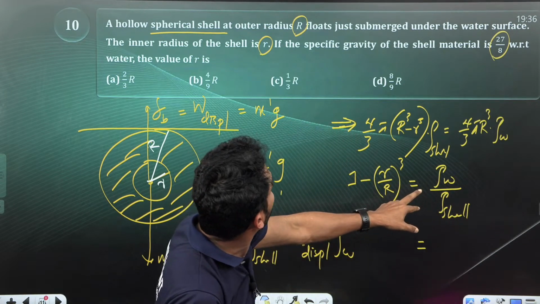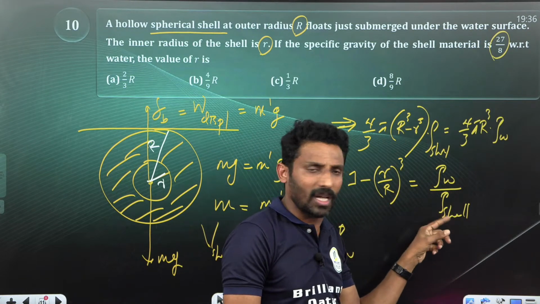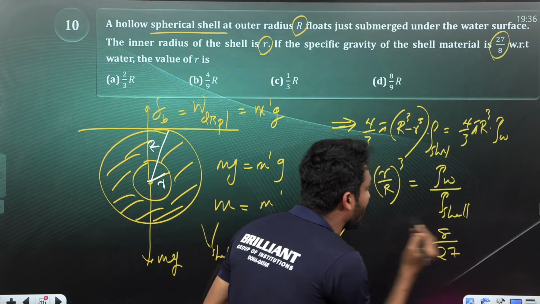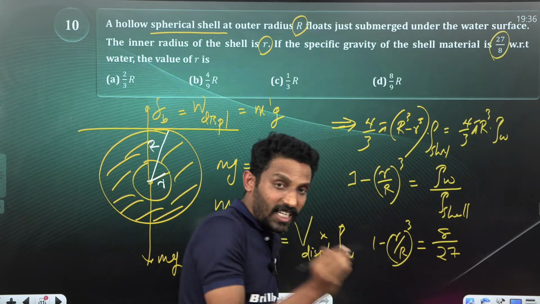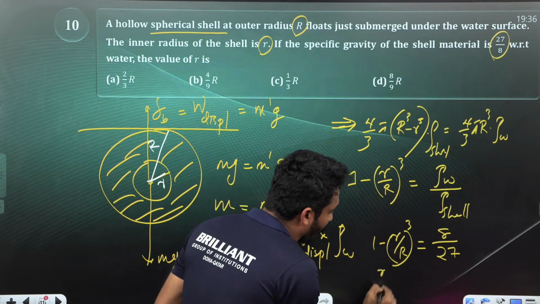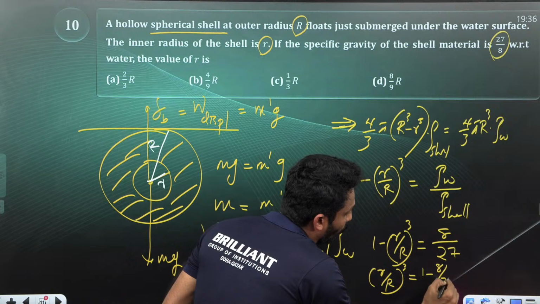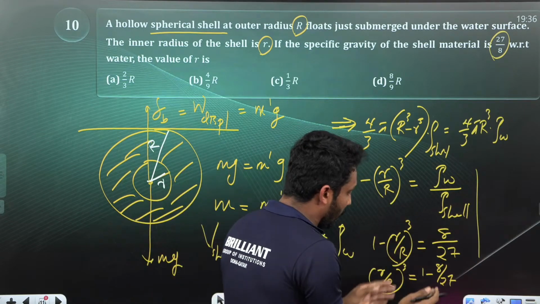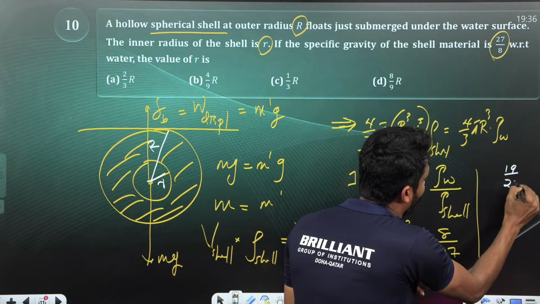This one is given as 8 by 27. Okay, this one, density of shell by density of water is 27 by 8. This is 8 by 27. This is 1 minus r by R all cube. The question is smaller. Okay, so this r by R all cube is equal to 1 minus 8 by 27, isn't it? 1 minus 8 by 27 is what? This is 27 minus 8, that is 19 divided by 27.